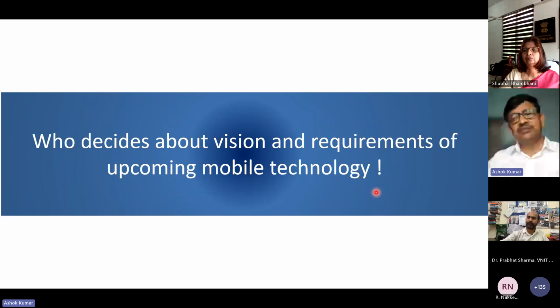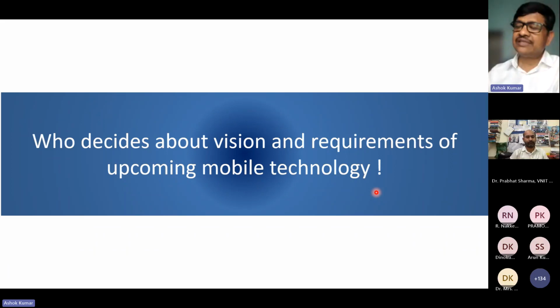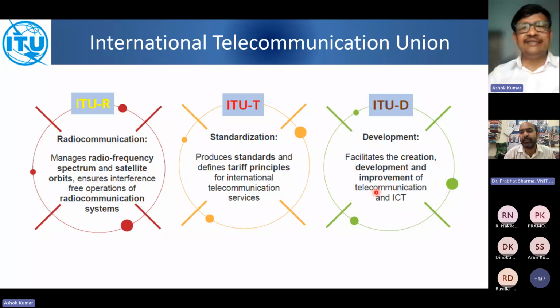The first question which comes to our mind is, who decides the vision and requirements of upcoming mobile technology? For example, we have started talking about 6G now. Which organization decides what the vision and requirements of the upcoming mobile technology should be? Currently, we are talking about 6G. Does anyone know? Okay, no problem. It is 3GPP or ITU. ITU, right. So basically it is ITU, not 3GPP, as far as vision and requirements are concerned.